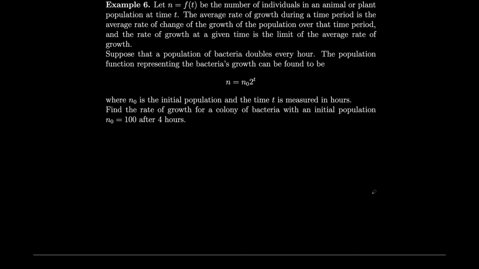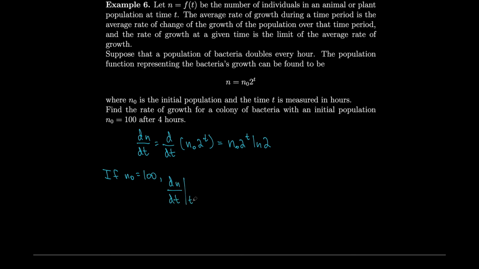Let's find the rate of growth for a colony of bacteria with an initial population n naught of 100 after 4 hours. So we're going to look for dn/dt, and that's the derivative of n naught times 2 to the t. So remember, for exponential functions, it's just the function itself times the natural log of the base. Okay, if n naught is 100, then we can plug in 100, and we can evaluate dn/dt at 4. So we plug in 100, we plug in 4 for t, and we get that it's 1600 times ln 2. So it's roughly 1109 bacteria per hour.